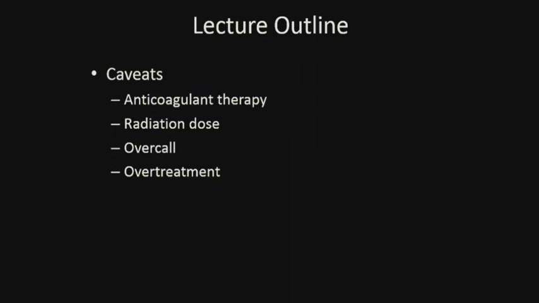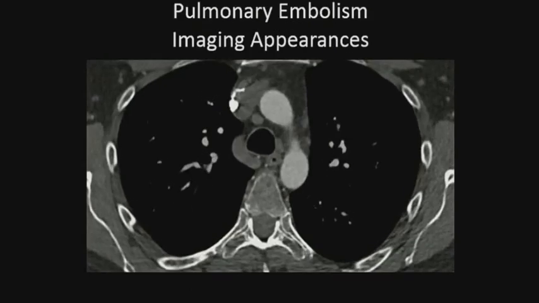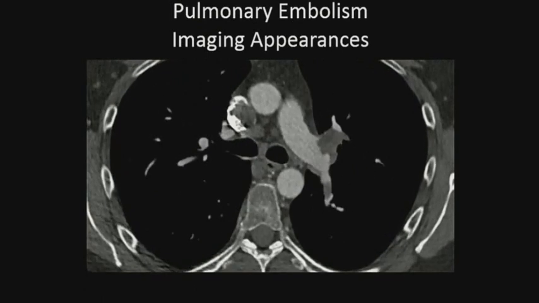And with the improving spatial resolution of CT, we're now diagnosing smaller and more peripheral PEs without data to guide us on whether these should be treated the same as larger pulmonary emboli. So it's for all these reasons that I'm going to describe the imaging features of acute and chronic pulmonary embolism, tips to avoid overdiagnosis and reduce radiation dose, the current controversies surrounding a CT diagnosis of PE, and some novel techniques which may help address these challenges.